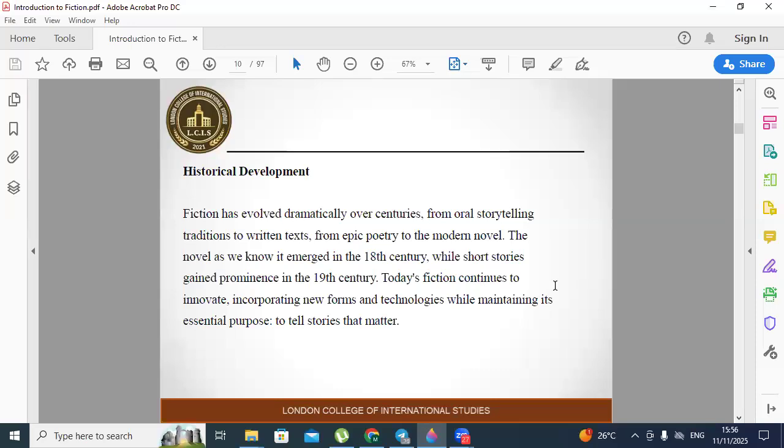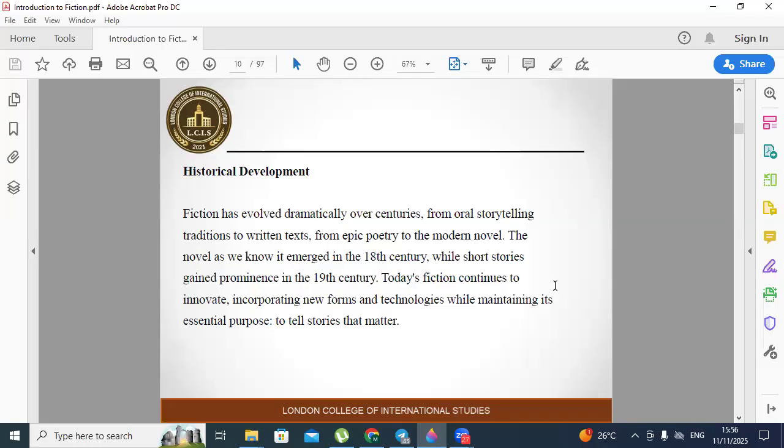The novel as we recognize it emerged in the 18th century. Works like Defoe's Robinson Crusoe and Richardson's Pamela established the conventions of extended prose narrative focused on individual experience. Short stories gained prominence in the 19th century, particularly in magazines, reaching wide audiences. Writers like Poe, Hawthorne, and Chekhov refined the form's techniques.